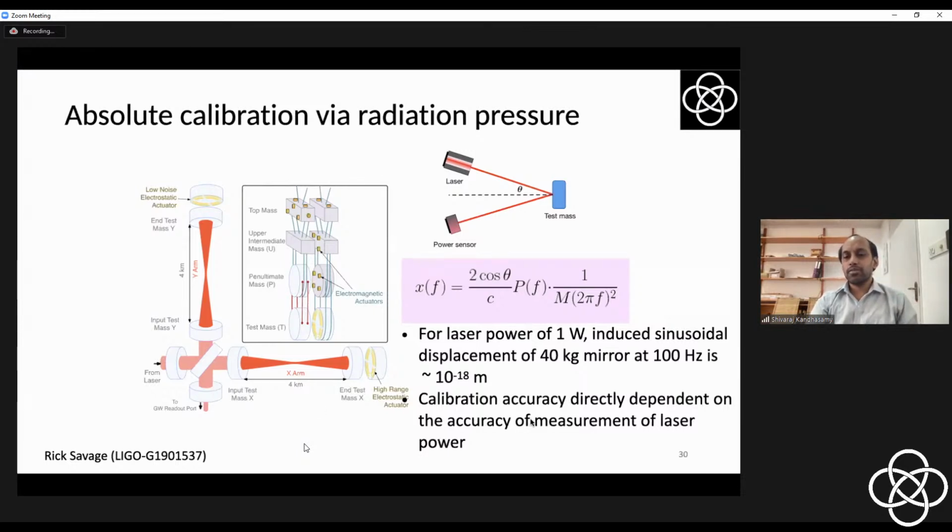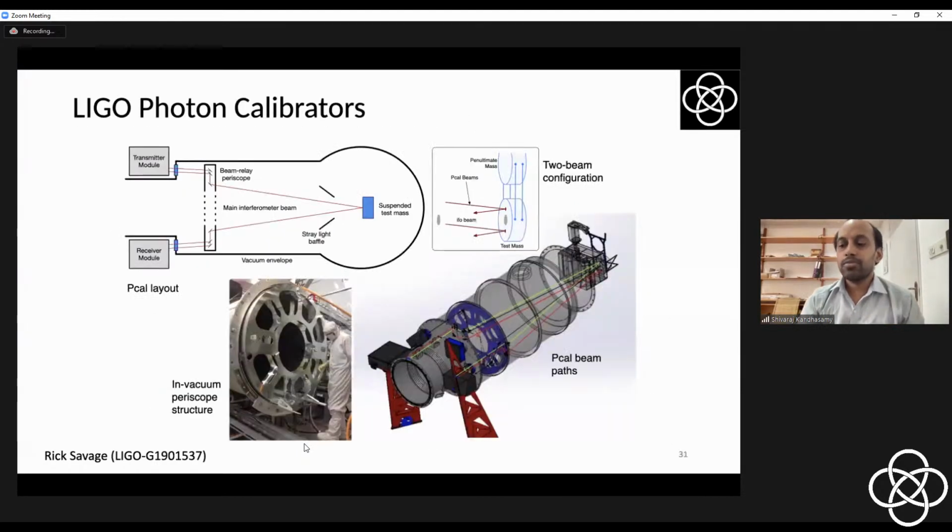As I mentioned, the calibration accuracy directly depends on the measurement of the laser power in this equation. So this is another pictorial representation of how this is done. We have a transmitter module where the laser light is produced and sent into the chamber, because the chamber is in vacuum. We have a glass window through which the laser light goes in, falls on the mirror and comes back, and there is a receiver module that captures the return light. By measuring the light here and here, we would be able to tell how much the laser light fell on that mirror. And using the equation in the previous slide, you would be able to calculate how much the mirror is moving.